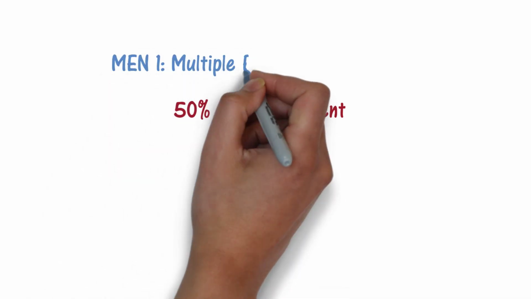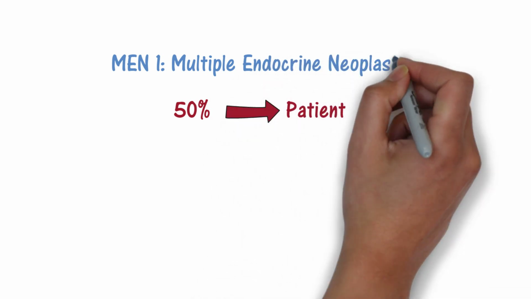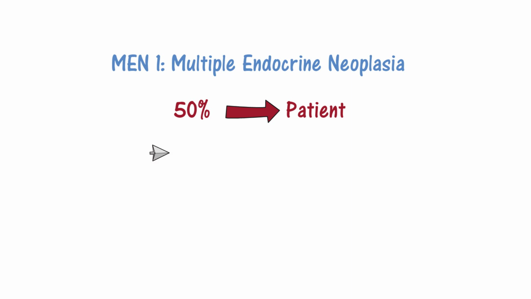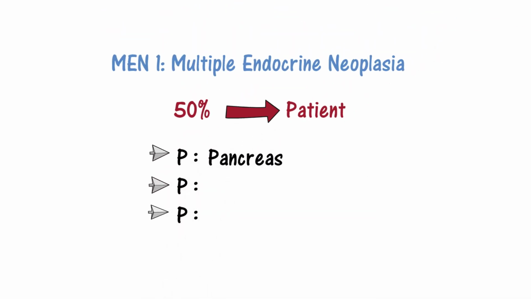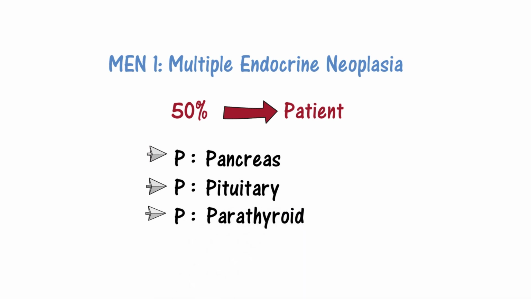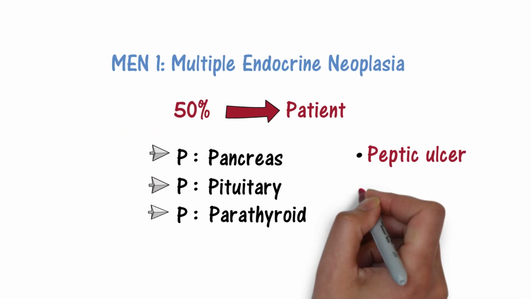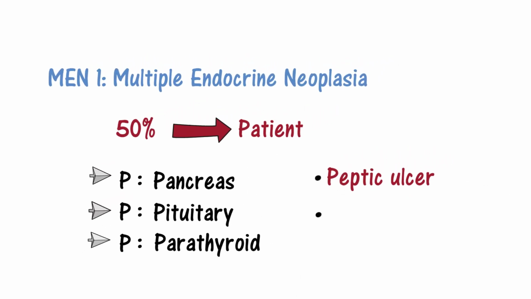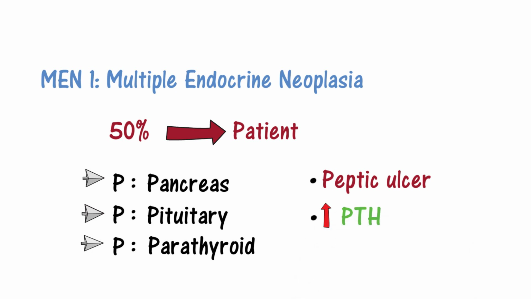We can remember this clinical condition with 3 P's. The tumor can arise in the GI tract along with the pituitary and parathyroid gland, which are pancreas, pituitary, and parathyroid gland. So along with the peptic ulcer, the patient might have excess parathyroid hormone release which leads to a condition of hypercalcemia.